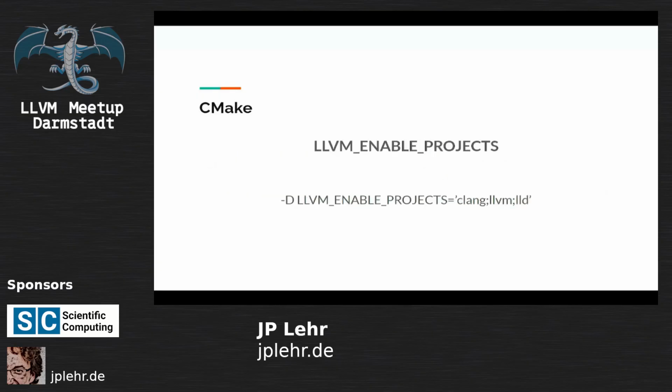So for the projects, this is how you would use that as a CMake flag. You would do -D LLVM_ENABLE_PROJECTS, and this is for Clang, LLVM, and LLD as an example. But also, let's say MLIR is another project here. And as mentioned, this will pick up your host toolchain.